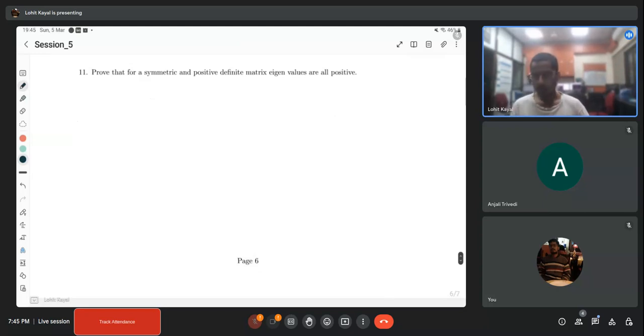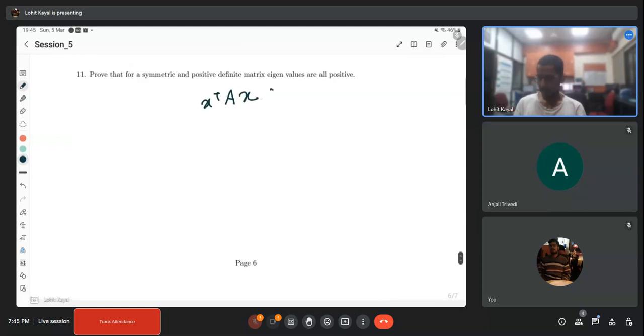Now this is again a problem on the positive definite matrix. You need to prove that for a symmetric and positive definite matrix, the eigenvalues are all positive. So x transpose A x is greater than 0. This is a very easy proof. So x transpose A x is greater than 0 for this matrix.